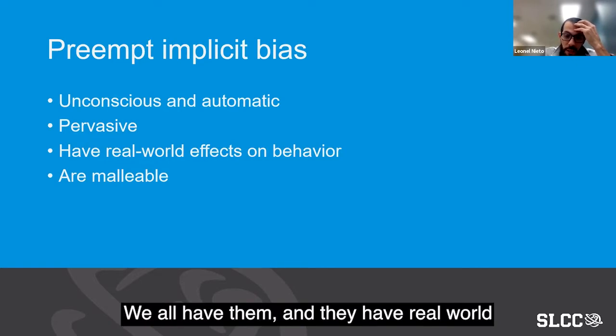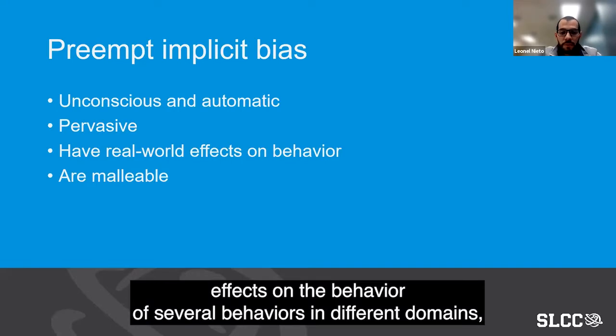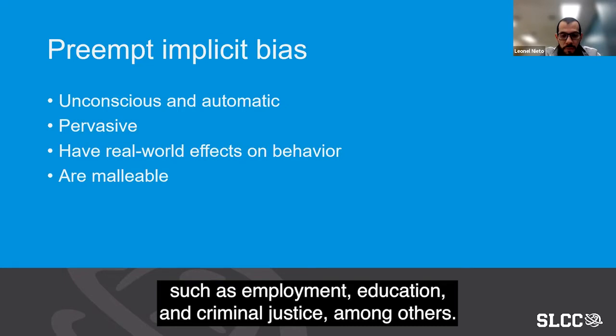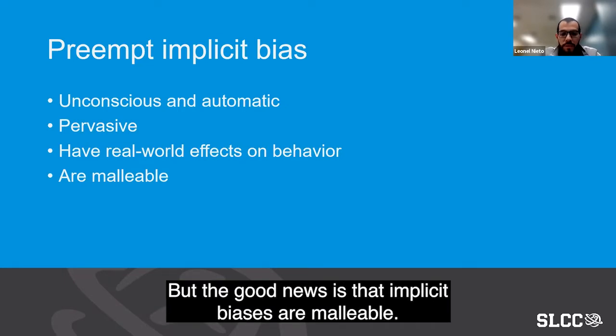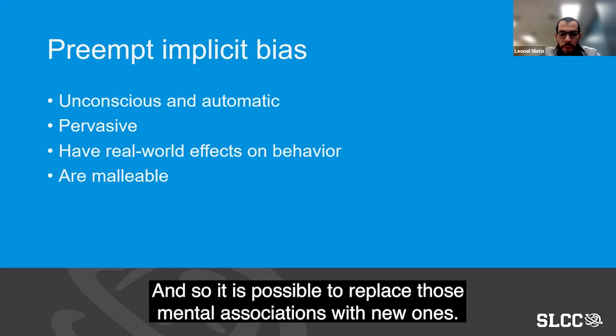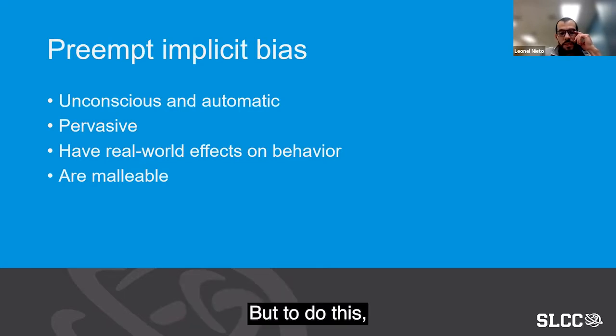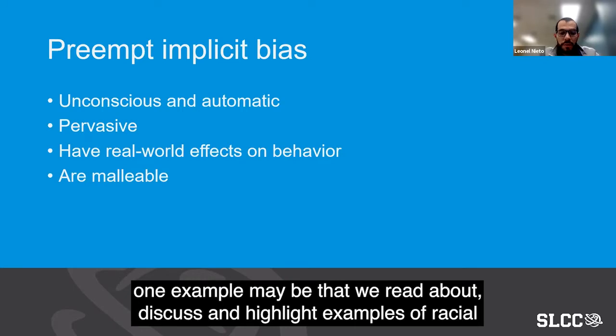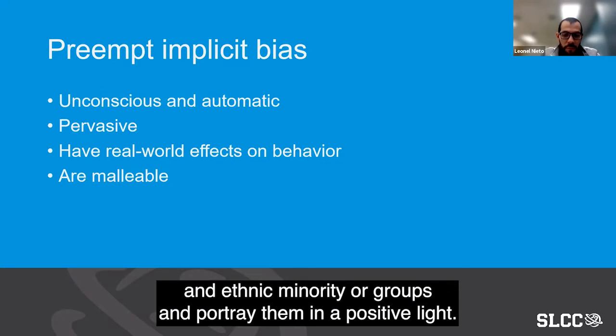We all have them, and they have real world effects on several behaviors in different domains, such as employment, education, and criminal justice, among others. But the good news is that implicit biases are malleable. Implicit biases and the associations that are formed with them can be unlearned. And so it is possible to replace those mental associations with new ones. But to do this, one example may be that we read about, discuss, and highlight examples of racial and ethnic minority groups and portray them in a positive light.